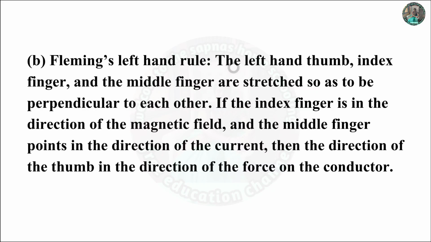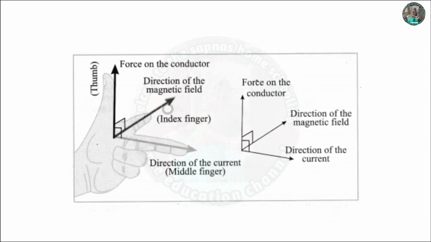Fleming's left hand rule. The left hand thumb, index finger and the middle finger are stretched so as to be perpendicular to each other. If the index finger is in the direction of the magnetic field and the middle finger is in the direction of the current, then the thumb is in the direction of the force on the conductor. This is the left hand rule.